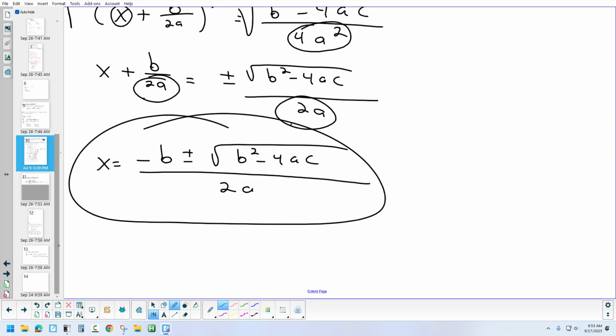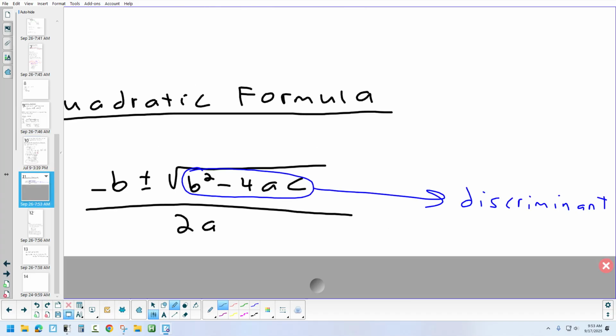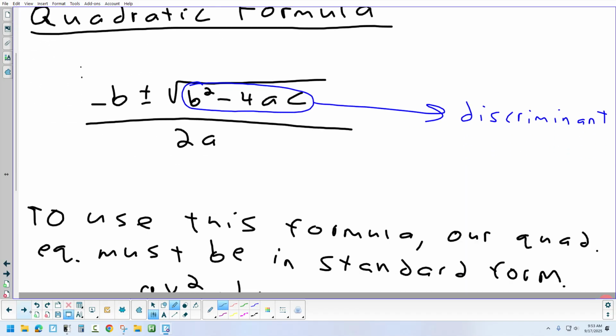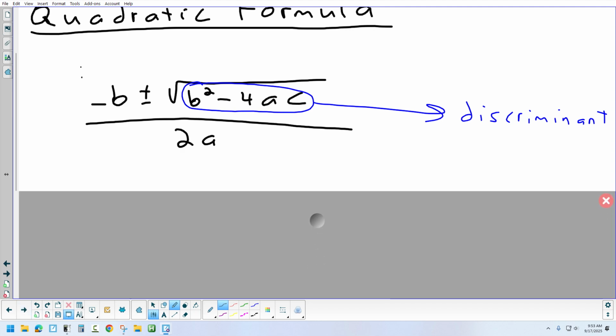Any question on that? Okay, it's all letters, so it's a little bit harder with letters, but it's the same exact thing we've done with numbers. Okay. So just a reminder, in the quadratic formula, that part under the root is called the discriminant. Okay, that's a name for that part under the root.